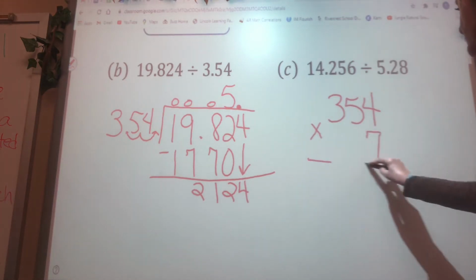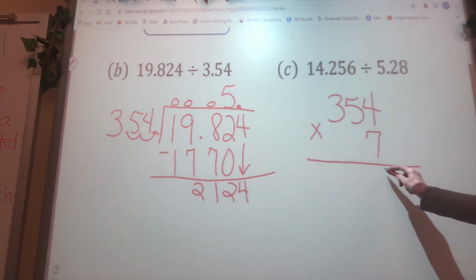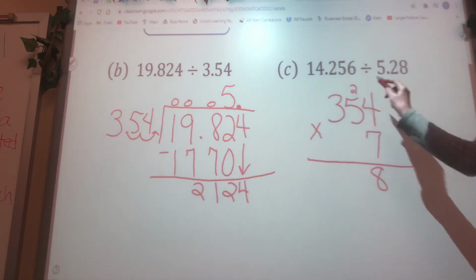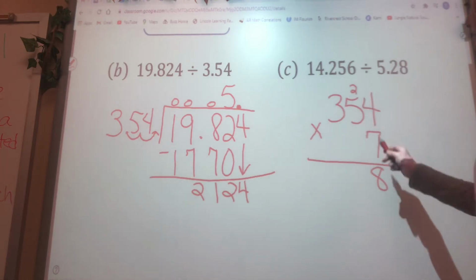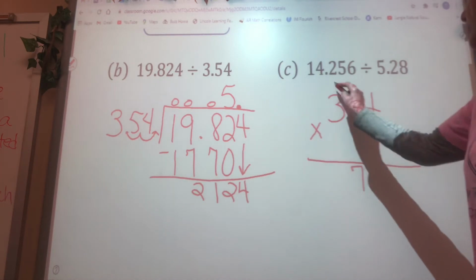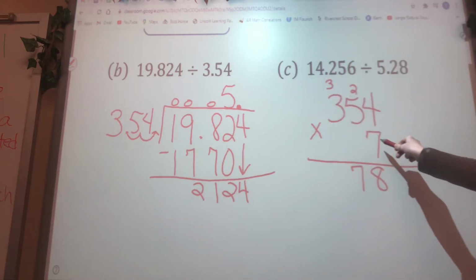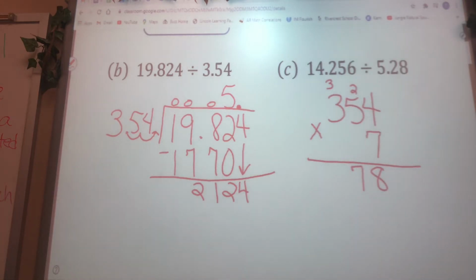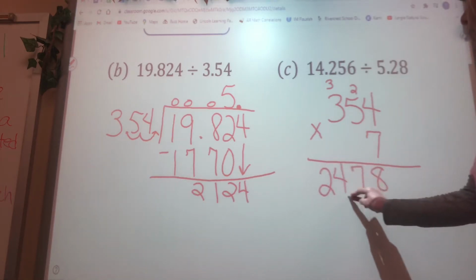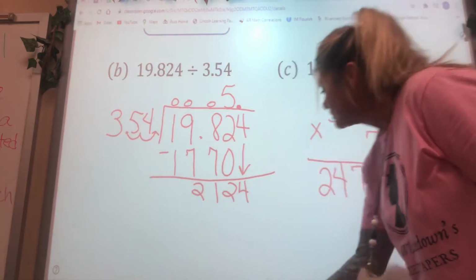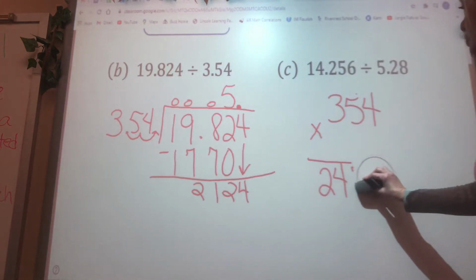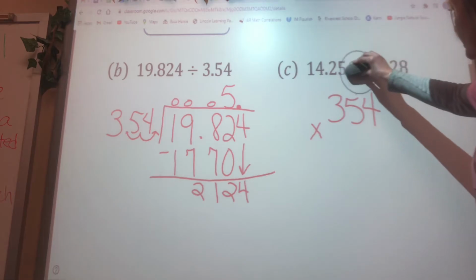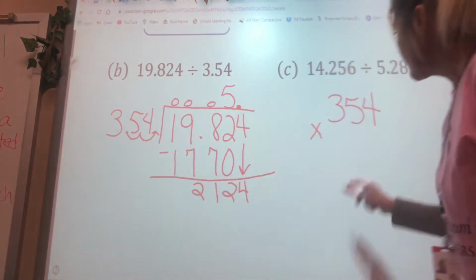That gives me a starting point. 354 times 7. 7 times 4 is 28. Carry my 2. 7 times 5 is 35, plus the 2 that I carry is 37. 7 times 3 is 21, plus the 3 that I carried is 24. So that's a little too much, isn't it? So it gave me a starting point so that I didn't have to try every number in the world. But let's go down and try a 6.